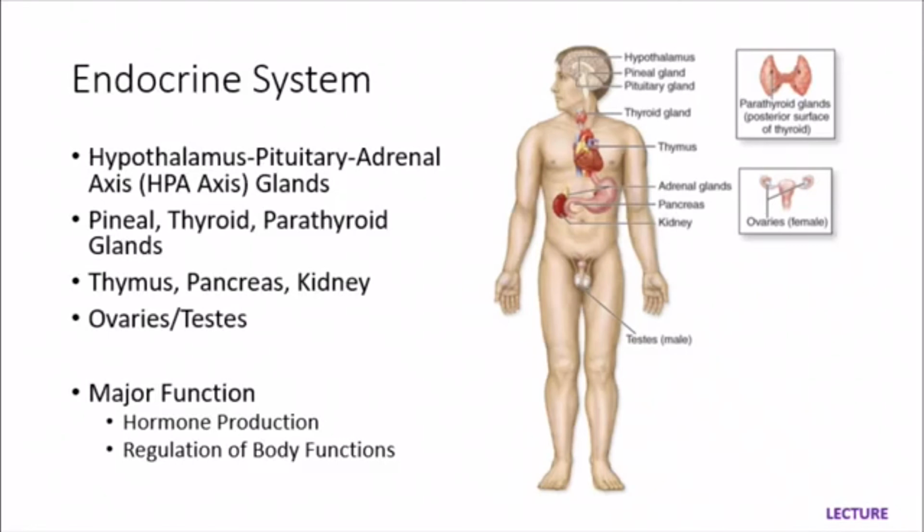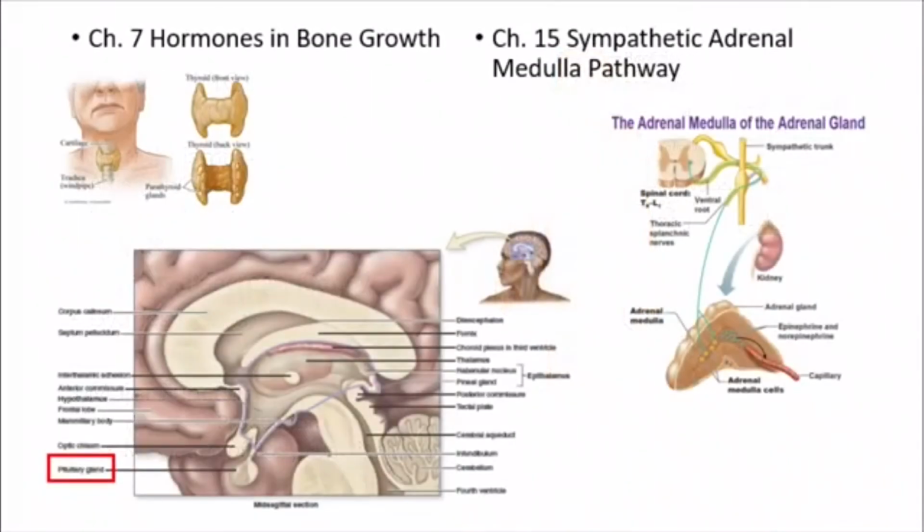Your ovaries and testes, you might be thinking reproductive. They are reproductive, but they also produce some hormones, and anything that produces hormones can also be co-classified as the endocrine system. So as I mentioned before, the thyroid and the parathyroid are going to produce some hormones for us that are going to be important for bone growth.